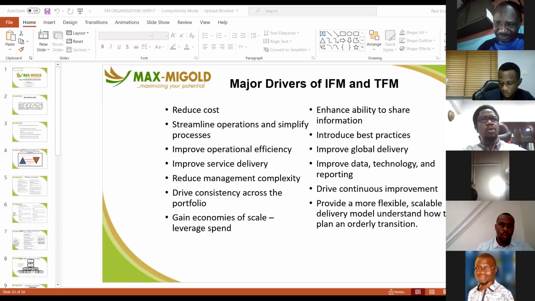The third IFM model is actually called a total facility management model or TFM. So you can have IFM model one, managing agent, IFM model two, principal contractor, and TFM, which is IFM model three.